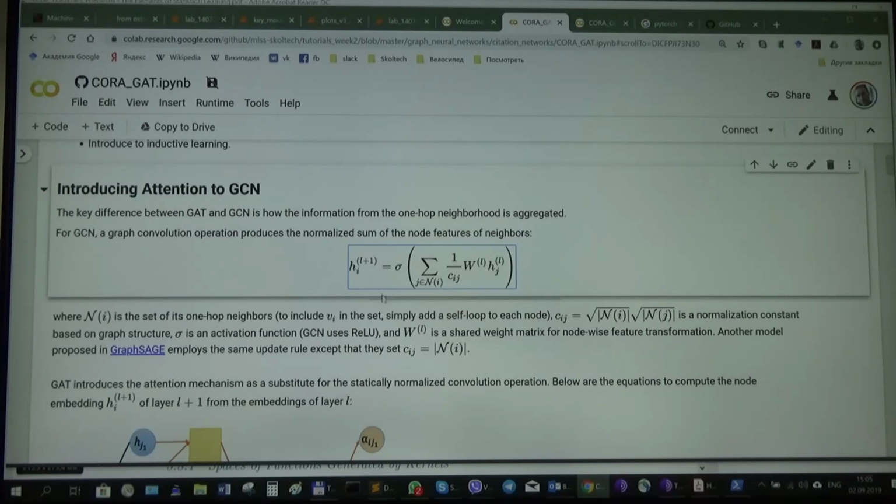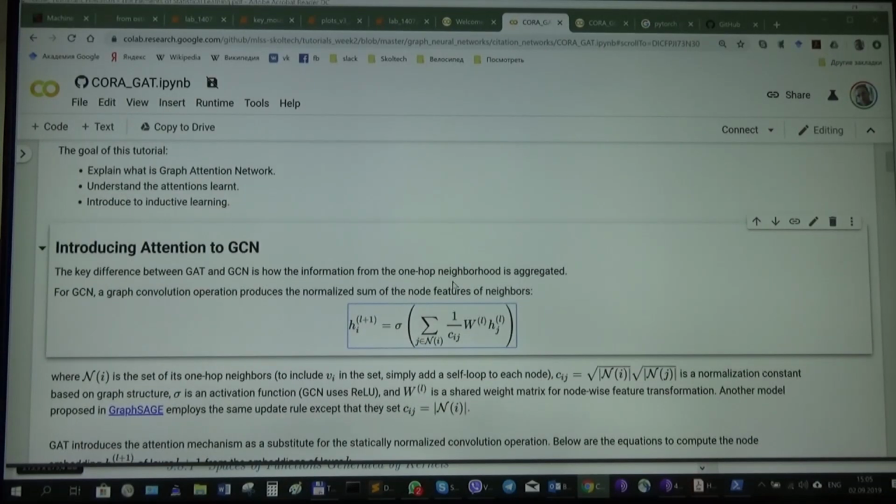But in this architecture, the difference is not with weights. The difference is how we compute the normalization factor. And in this graph attention network, this normalization constant is an attention mask. How many of you know what the attention layers or multi-head attention are? Some of you, great.